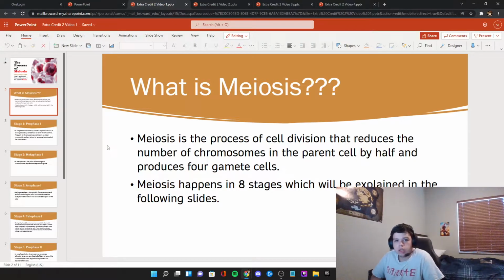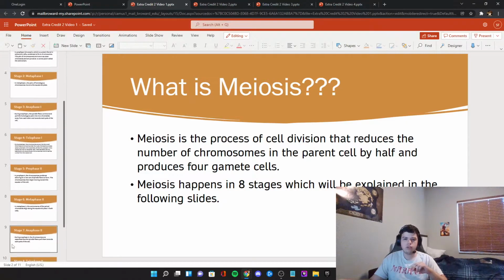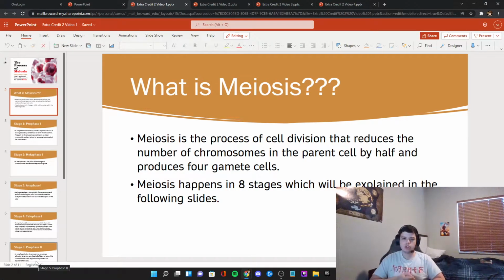Meiosis is a process of cell division where it takes the parent chromosomes and reduces them by half, forming four gamete cells. It happens in 8 stages, which are prophase 1, metaphase 1, anaphase 1, telophase 1, prophase 2, metaphase 2, anaphase 2 and telophase 2. Those are the 8 stages of meiosis, and in this video, I will be covering all 8 stages for you.